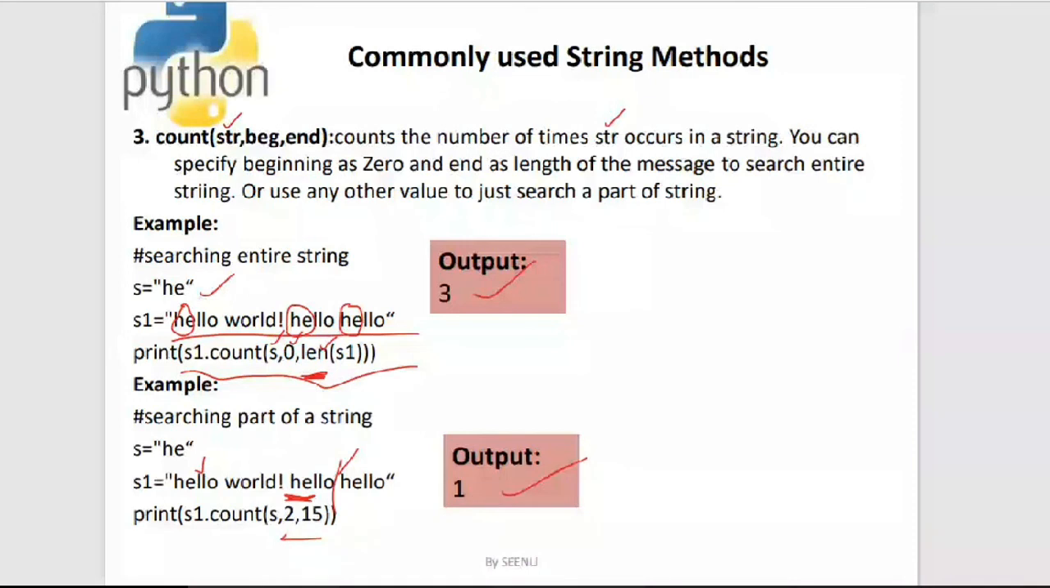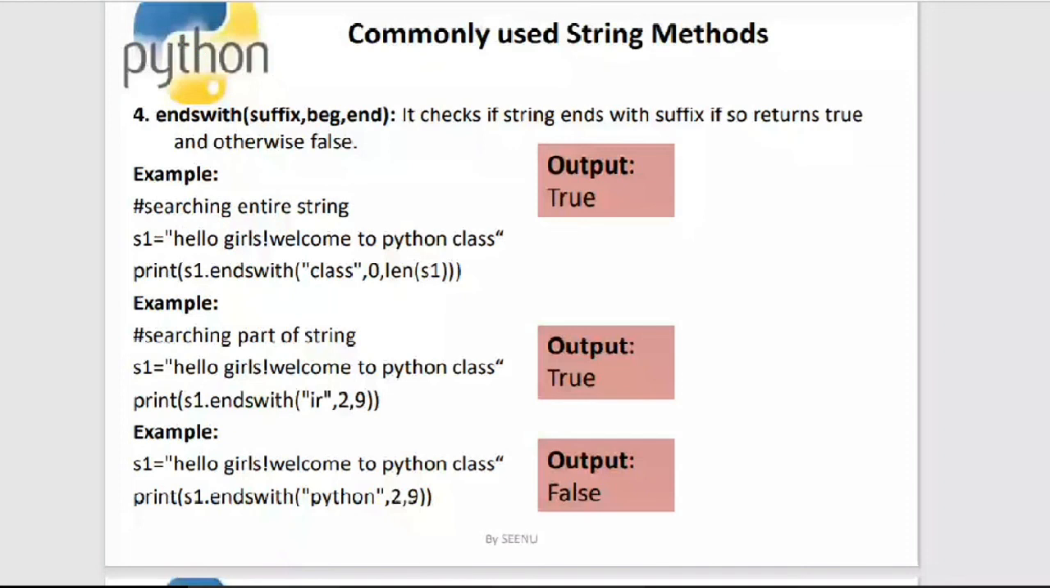Okay, so the next method is endswith. It checks if a string ends with some suffix. If so, it returns true, otherwise it returns false. So the outcome of endswith is a Boolean value, either true or false. And there are three parameters inside this endswith. The first parameter is the suffix, and the next one is the range.